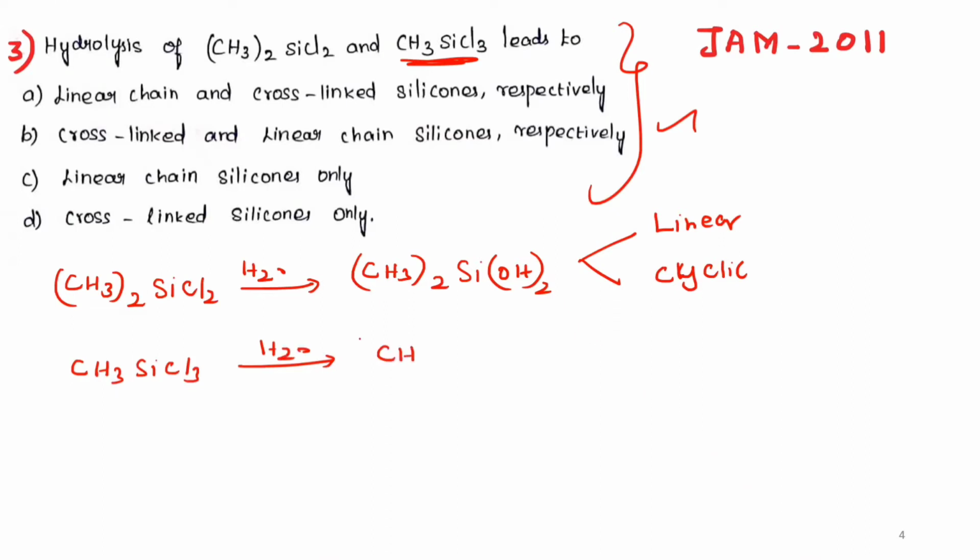CH3 and Si and OH. Trichlorides always give the cross-linked polymer. Therefore, what is the answer? (CH3)2SiCl2 gives us the linear chain, and CH3SiCl3 gives what? Always the cross-linked silicones. But option A is correct for this question.